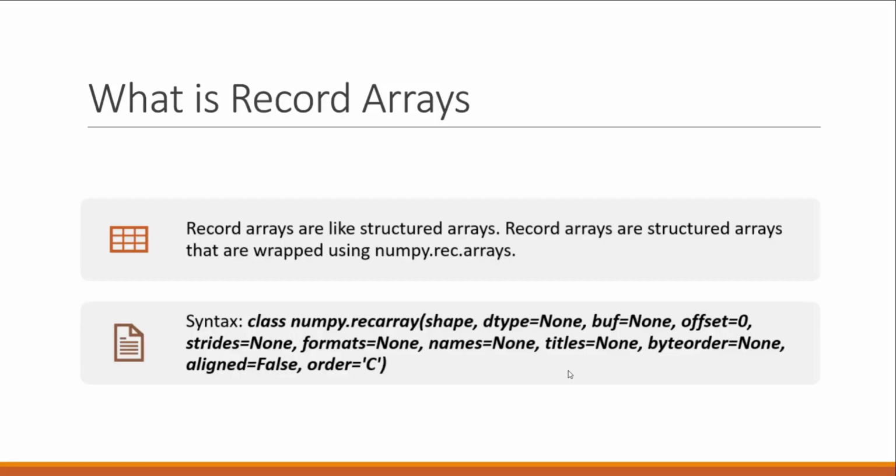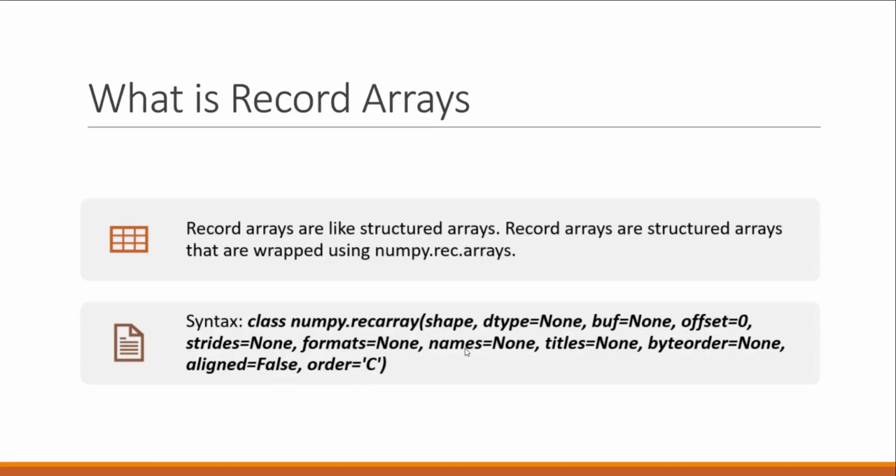Our next parameter is offset. By default, it takes a 0 value and it defines to start reading the buffer from this offset onwards. The next parameter is strides. It is an optional parameter and it specifies how many bytes each array value contains in memory. And the next parameter is formats. By default, it takes a None value and it contains a list of data types.